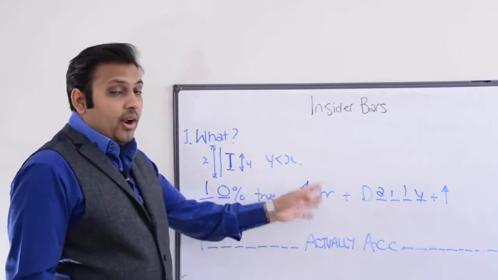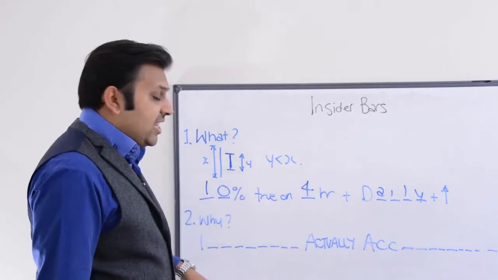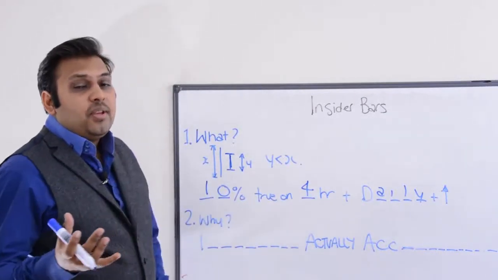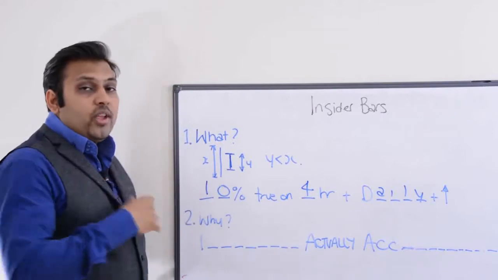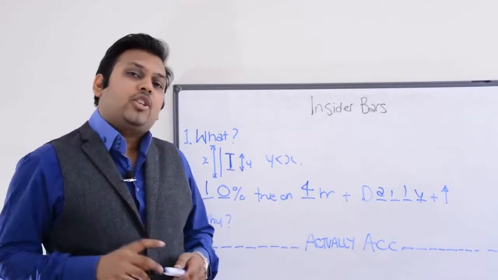They do set up on the 4-hour and the daily chart, and time frames above that on a 10% basis. Now, why do they set up is the next question. So we know what they are. We understand the mathematical definition. But here's a good question. Why do they actually set up?